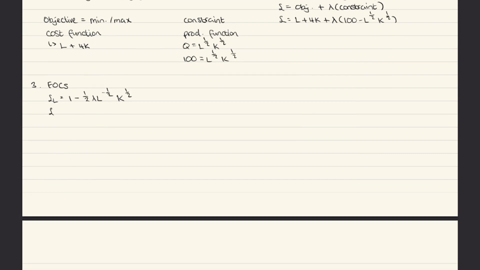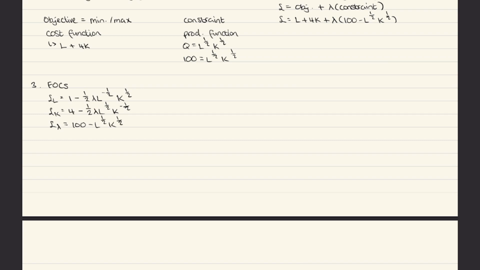And then with respect to K is 4 minus a half lambda L to the half K to the minus a half, right? Because again, with respect to K, they're together, and because L is multiplied by it, L is held as a constant. Then with respect to lambda, it's just basically the constraint function. Should know this by now.